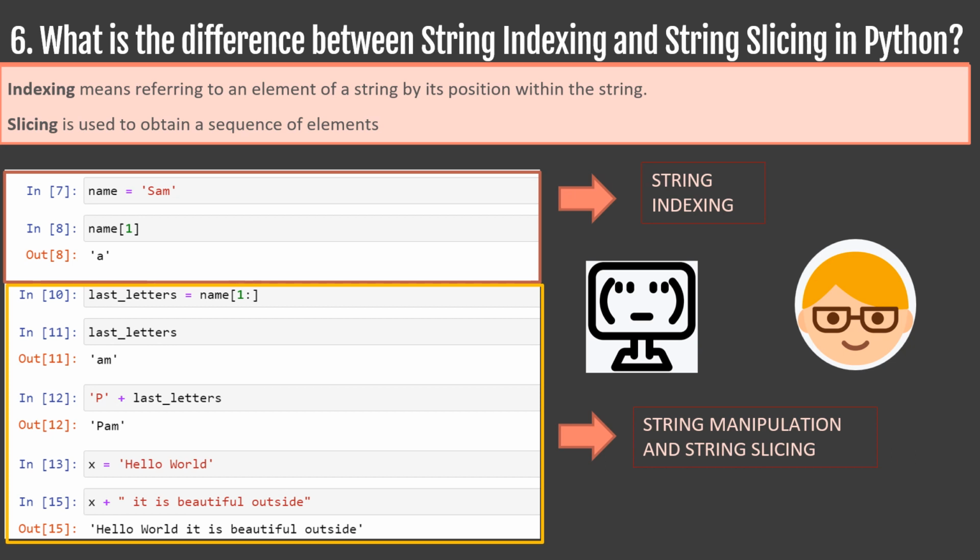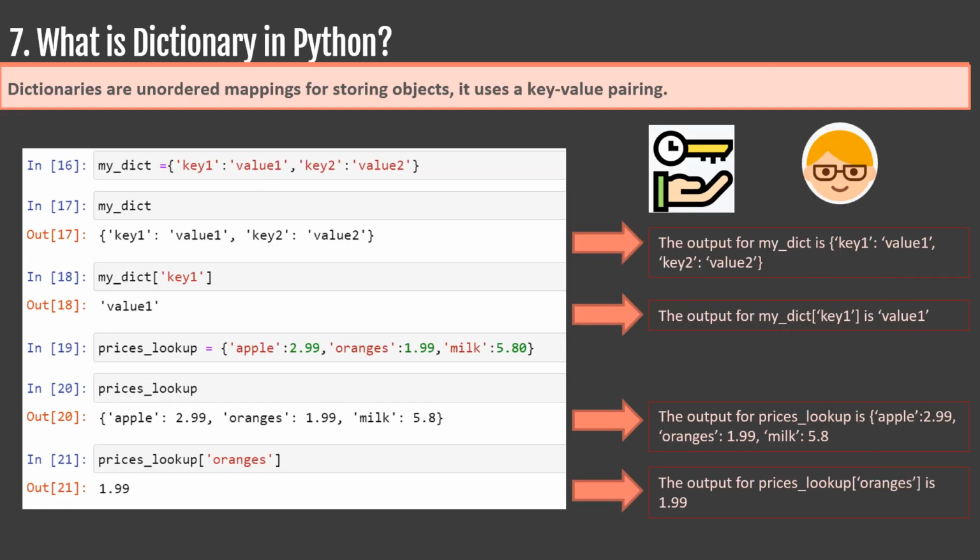String manipulation and string slicing. Colon indicates all the letters after this, which is AM. Plus simply adds this to the last letters extracted in the previous step and hence the output will be PAM. Here as well, plus adds up 2 strings and hence the output would be the string Hello world, it is beautiful outside.